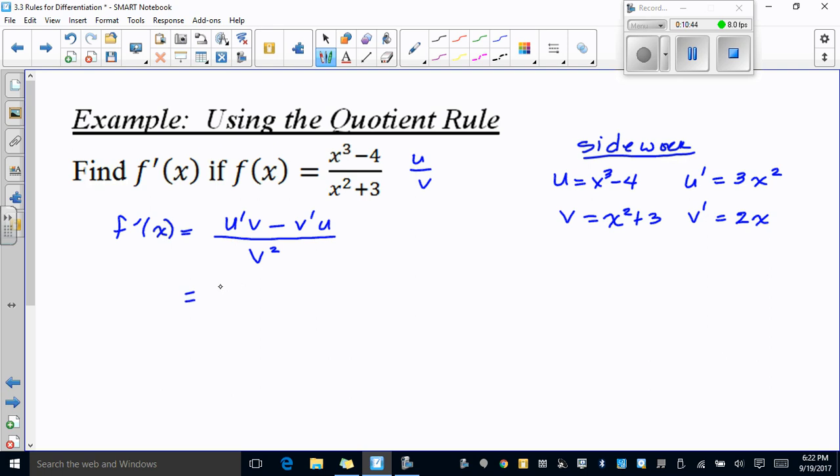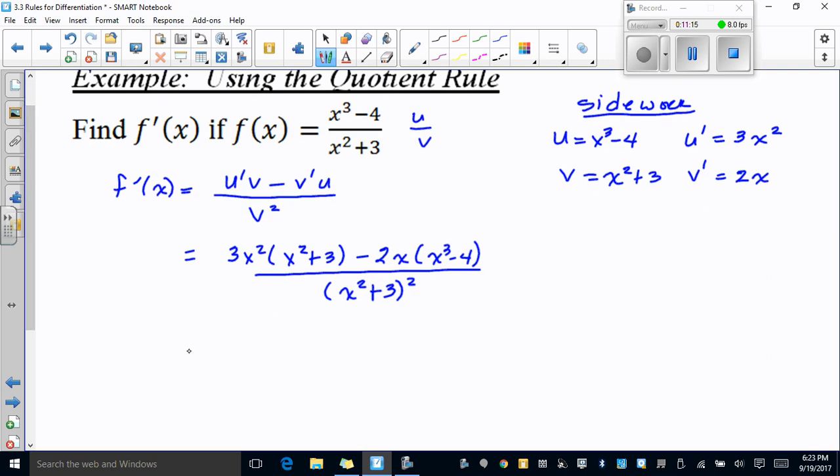So u prime is 3x squared times v of x squared plus 3 minus v prime is 2x times x cubed minus 4 all over v squared, so that's going to be x squared plus 3 squared. Do not multiply this guy out, just leave him alone.